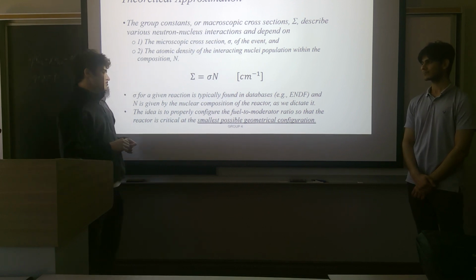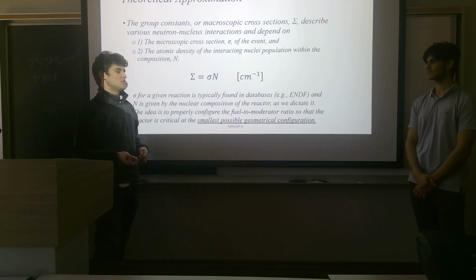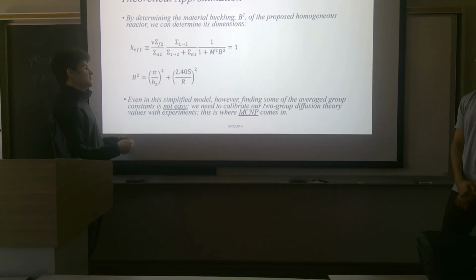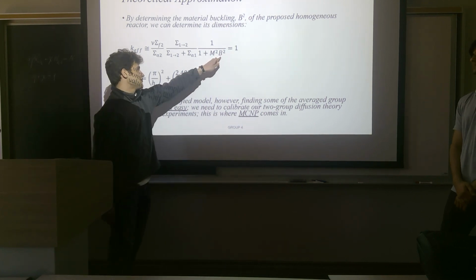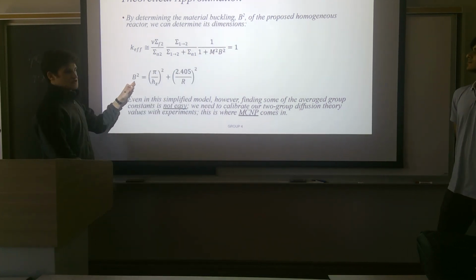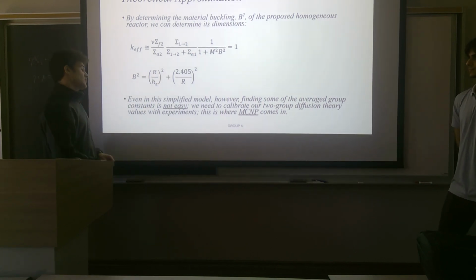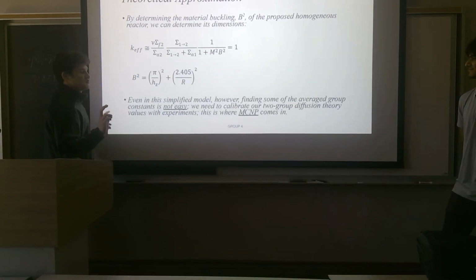But the main idea is to properly configure the fuel to moderator ratio so that the reactor is critical at the smallest possible geometrical configuration. And so here is just a little more detail from the two-group equation. You'll be able to get your six-factor multiplication factor. You set it to 1 because you want your reactor to be critical, and then from there you get your material buckling. If you have your material buckling, which is numerically the same thing as the geometrical buckling, you can solve for the dimensions of the reactor from there. But again, it's not easy, and this is where MCNP comes in as our so-called experiment.